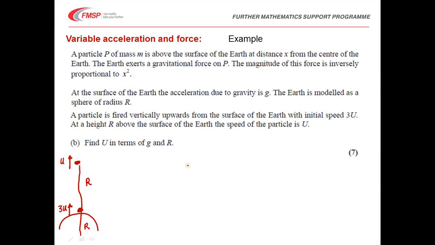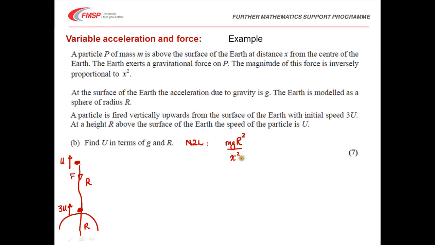Okay, and we're going to use Newton's second law here, because we're dealing with forces and acceleration. We're trying to find out something connecting speed, etc. So using Newton's second law, the force on our object is given by the force that we came up with in the first part of the question. So we know that that's mg r squared over x squared, just generalising.